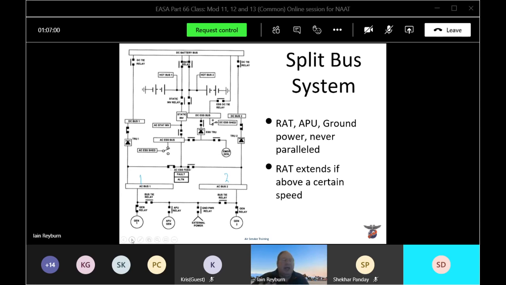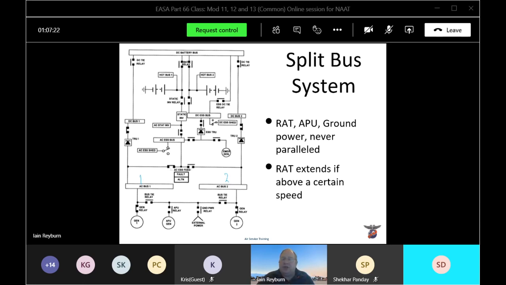So in a split bus system, if I have an autopilot, or if I have two autopilots, and again, autopilots need independent power supplies, the pilot's one will come off the essential, and the co-pilot's will come off the non-essential.